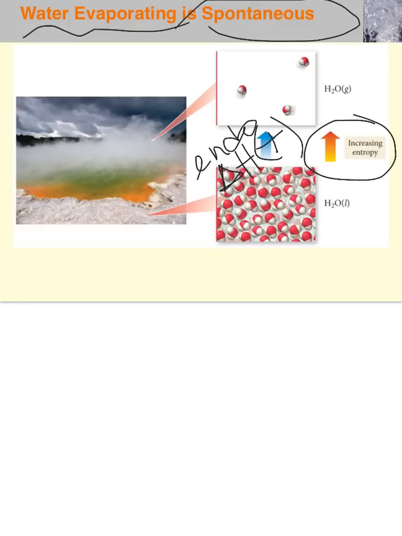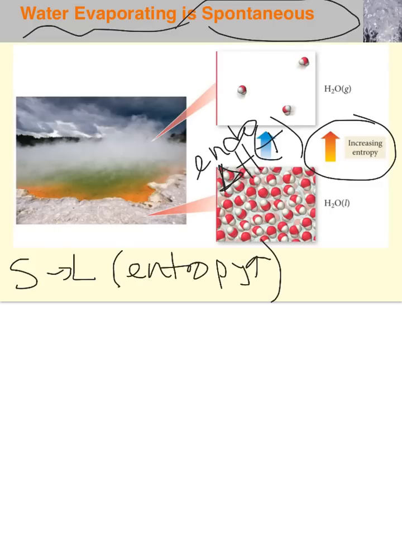So we discussed in the previous slide that going from a solid to a liquid has favorable entropy. Entropy is increasing. And now we've learned from this slide that going from a liquid to a gas, that's more freedom of motion. There's more freedom of motion here in the gas stage. So that also has increasing entropy.